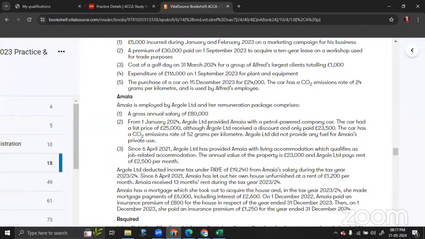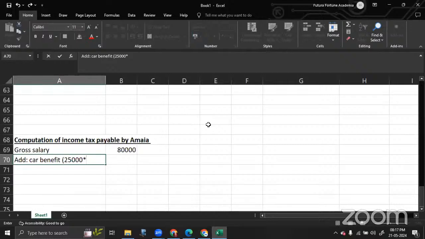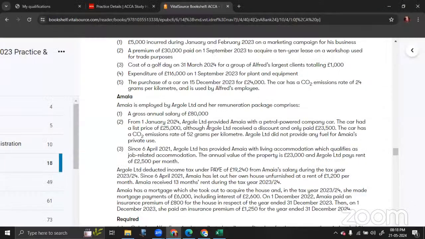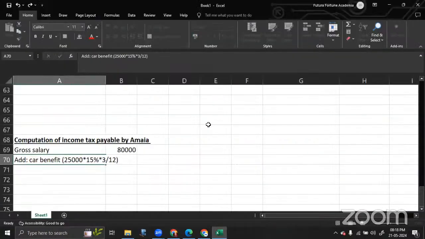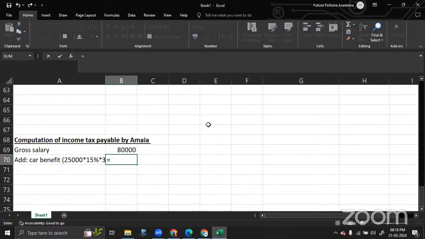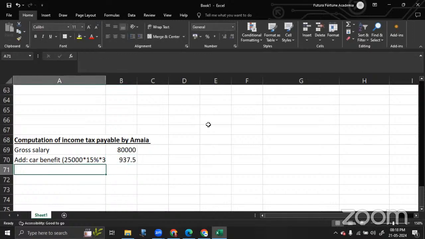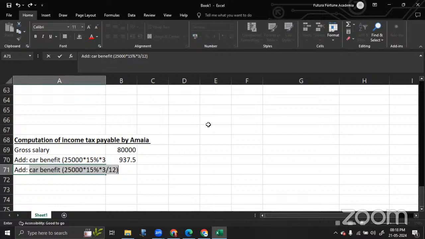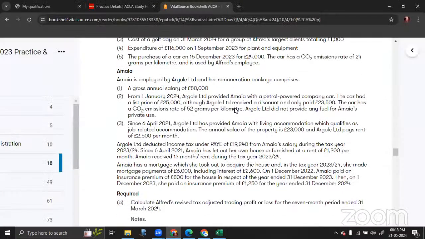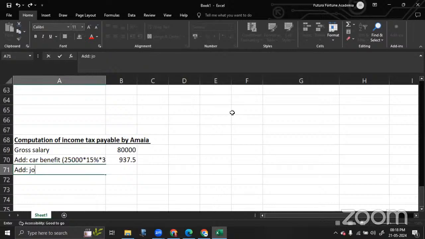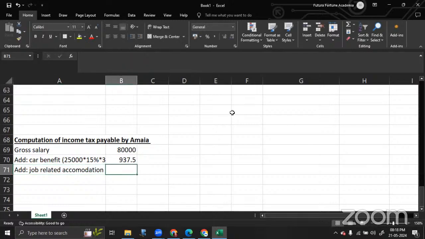52 grams per kilometer is the CO2 emission. That means the rate of percentage is 15%, into, it was only given for 3 months towards the end of the tax year. So into 3 divided by 12. So that is equal to 25,000 into 15% into 3 divided by 12. And get rid of any decimals in your tax examination. We don't want any decimals. Then you have job related accommodation. Job related accommodation is an exempt benefit, indicate 0.